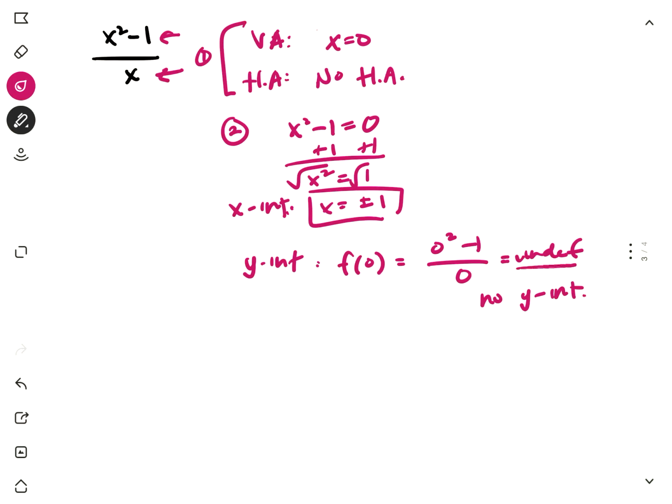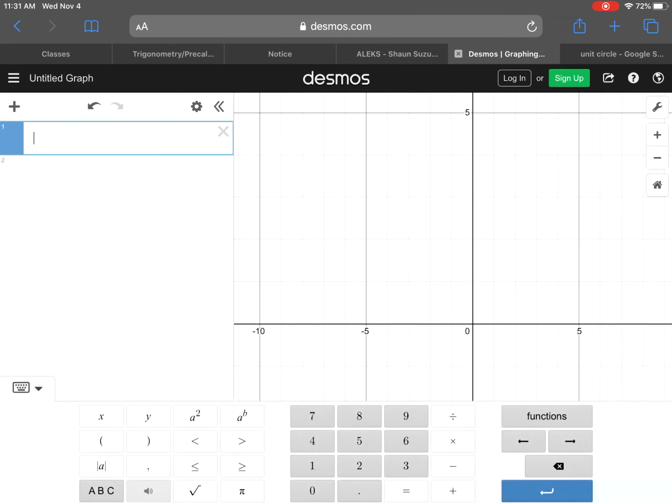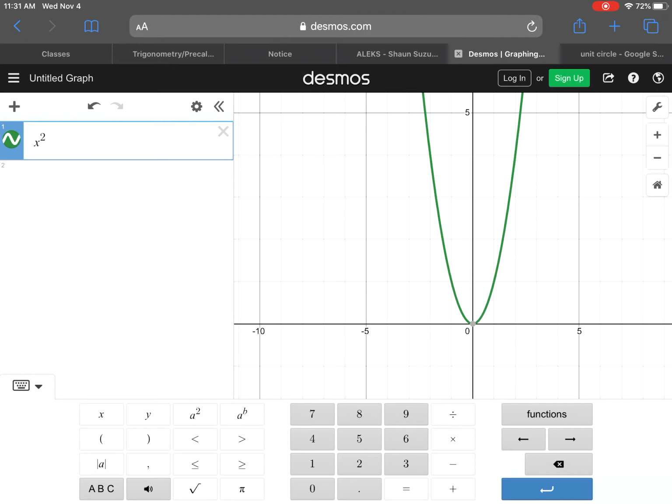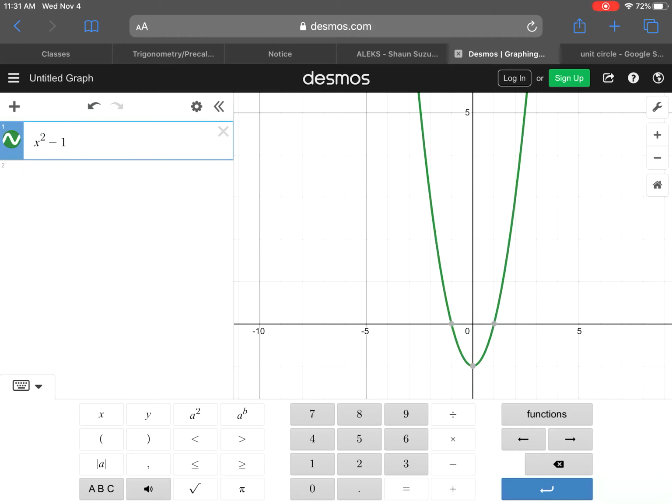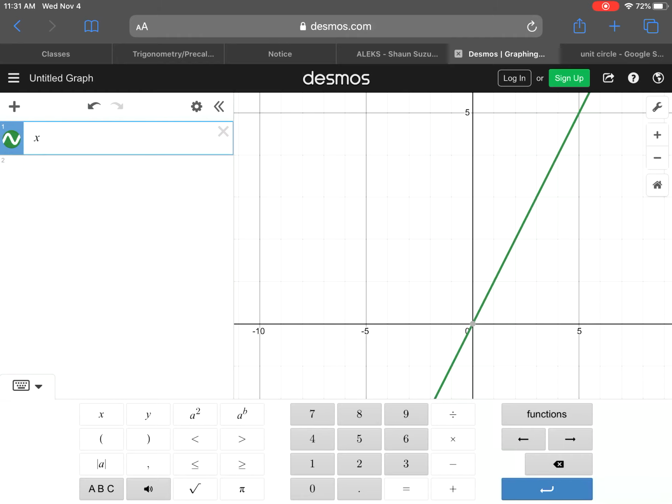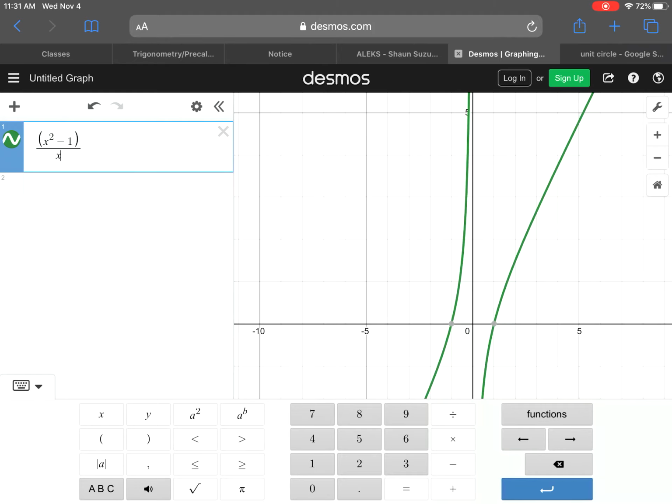Okay, and then let's check our graph here. x squared minus 1 over x. It's not what I wanted to do. Put it in parentheses. (x squared minus 1) divided by x.